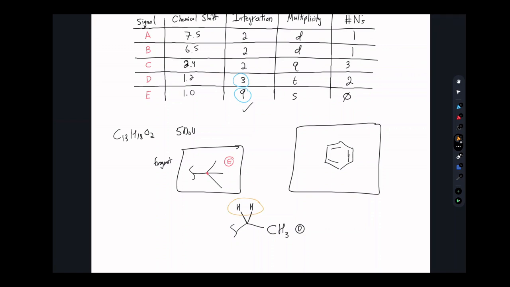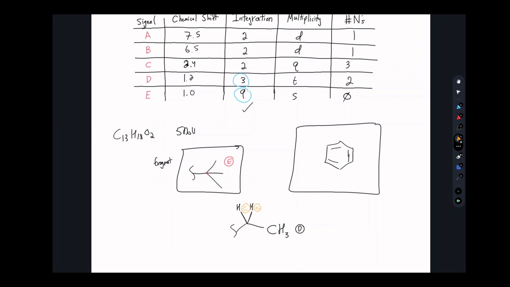Looking at integration might be kind of scary since all 3 remaining signals have 2 integration. But keep in mind that we know these 2 hydrogens have at least 3 neighbors. We're not sure what's connected here. We don't know the exact number of neighbors, but we know that any number less than 3 would be incorrect. That eliminates A and B and leaves us only with C. So these 2 signals must be HC.